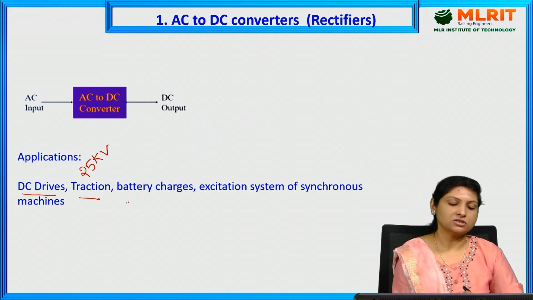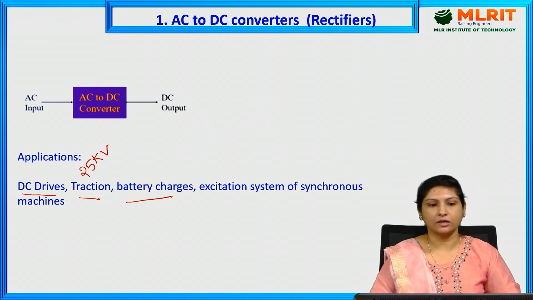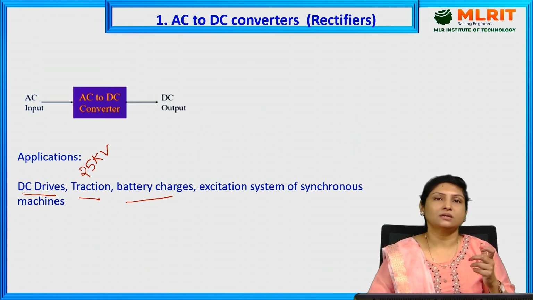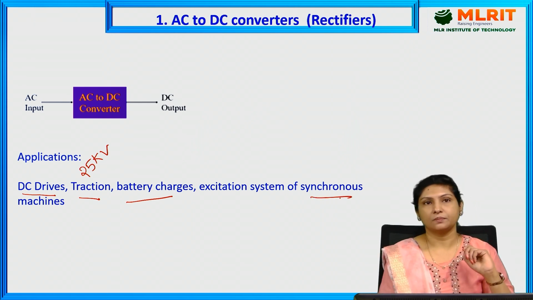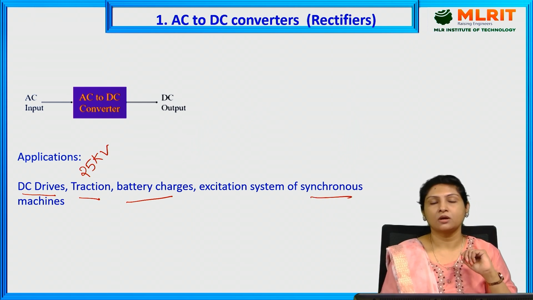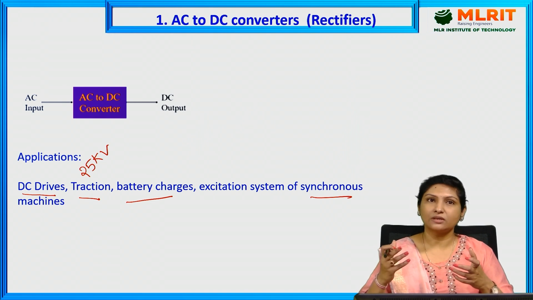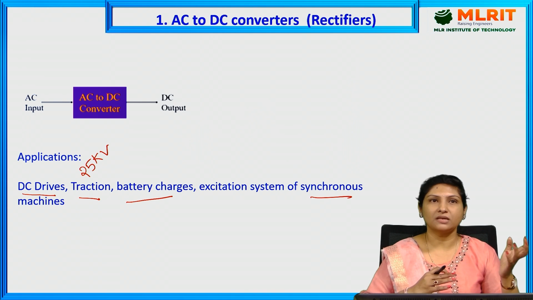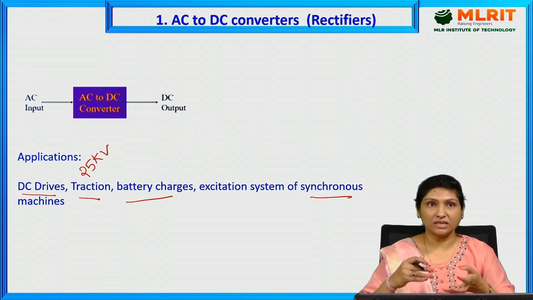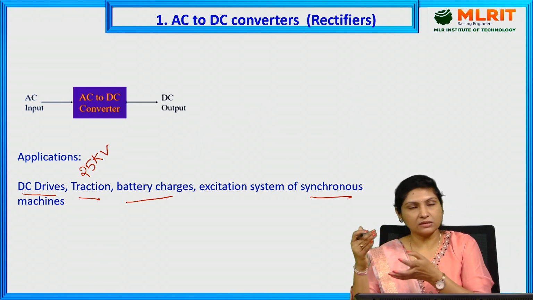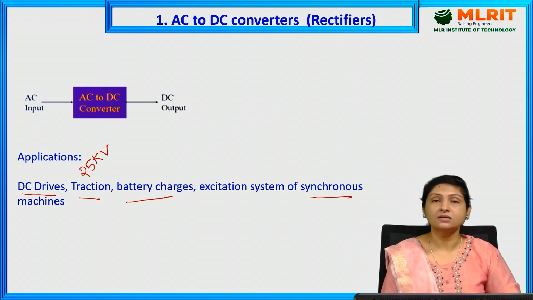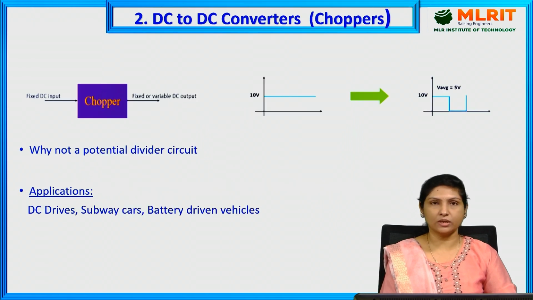And then battery chargers. We all know by this time that batteries can store only DC. And then the excitation system of synchronous machines. In order to run these synchronous machines, there are various starting methods. One of the starting methods is by making use of a DC pony motor. So the conventional supply is AC, and in order to convert AC to DC, this DC will be fed as an input to the DC pony motor, and thereby we actually excite the synchronous motor. These are the various applications.